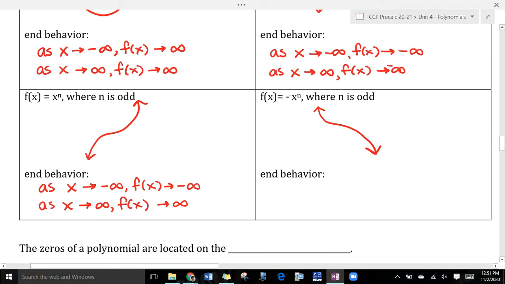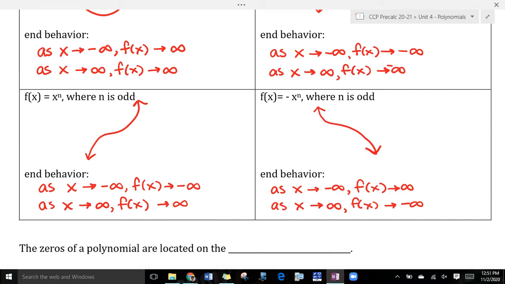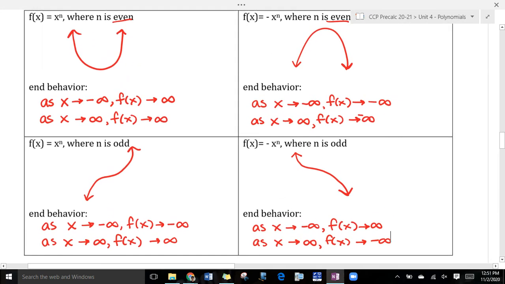And then if we go to the negative one, we would say as x approaches negative infinity, so here's our left side, y is heading up, so f of x is approaching infinity. And on the right side, as x approaches positive infinity, f of x is heading down now, so we would say negative infinity. So that's how I expect you to write your end behavior statements. As x approaches negative infinity, as x approaches positive infinity. And then you're filling in what's happening with the y's. Okay, so those are the general shapes we'll be looking at. All right, only 4 possibilities.